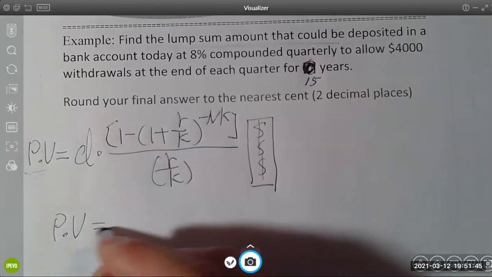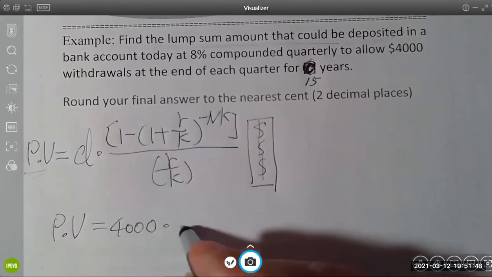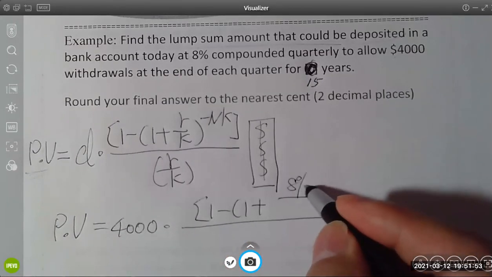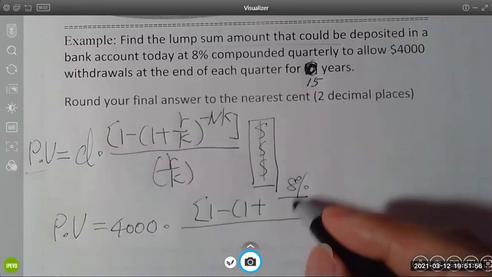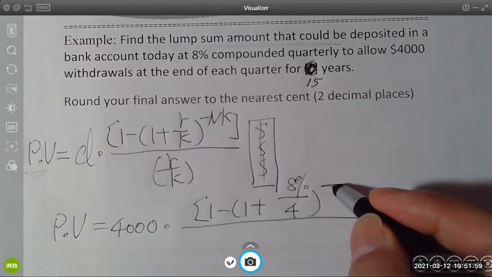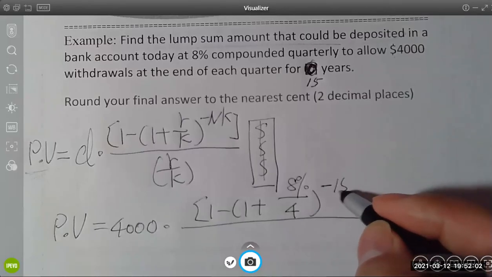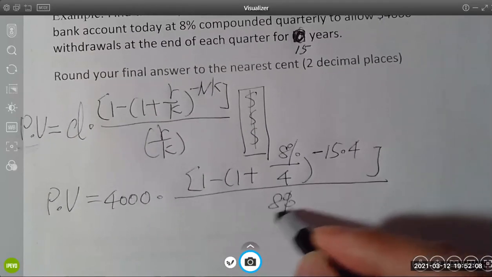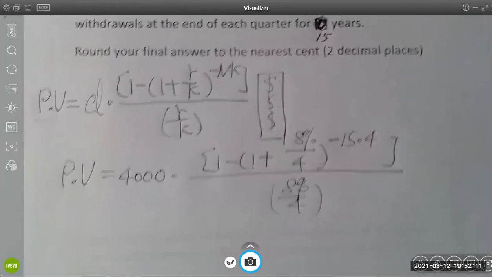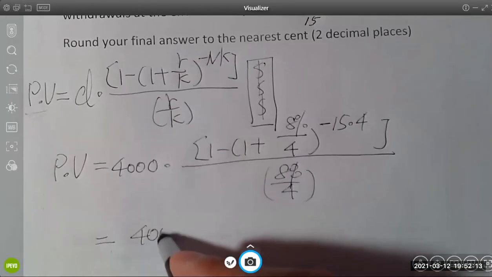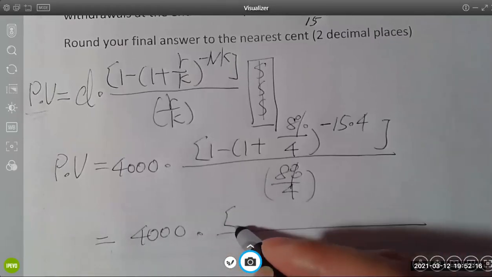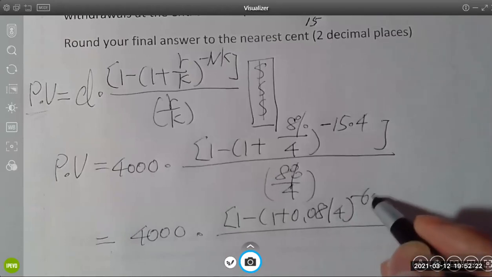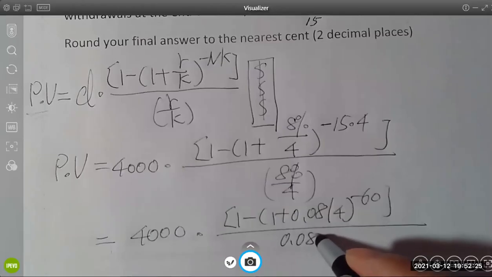Present value equals 4,000 times (1 minus (1 plus, we get 8%. Since we do it quarterly, k equals 4, and negative nk, n is time in years, 15 times 4, and close parentheses) over 8% over 4. So let's see what we get here, and reduce it a little bit. 4,000 times (1 minus (1 plus 0.08 over 4) to the power of negative 60) over 0.08 over 4.